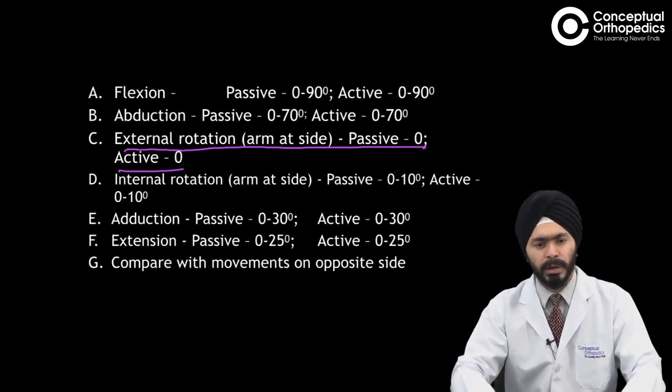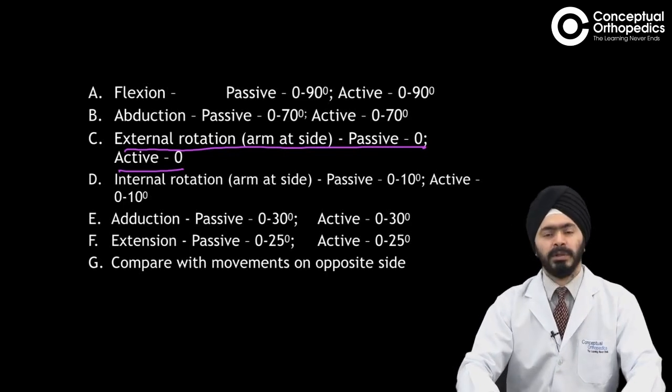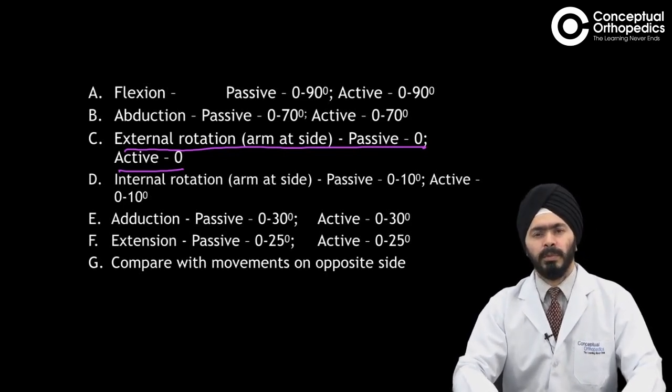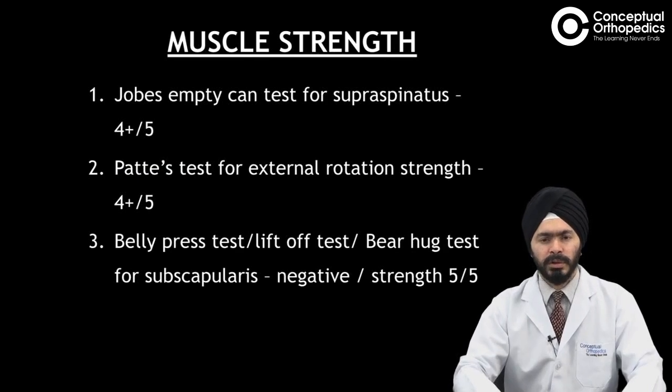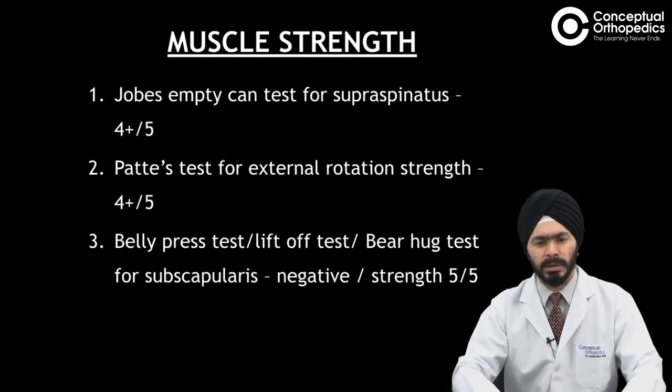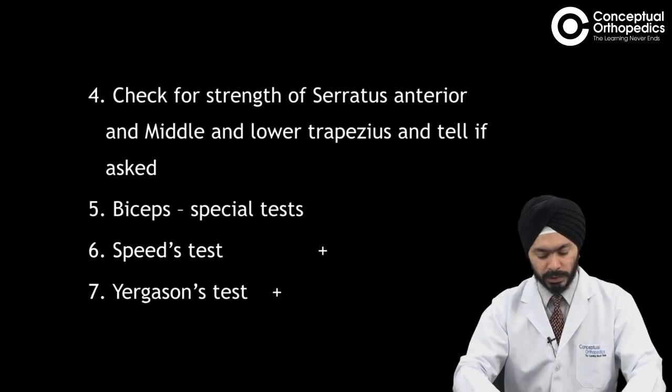You can comment upon adduction, extension, whatever is present. Always compare the movements with the normal opposite side. Go on checking for the strength of your cuff muscles. If no associated cuff tear, the strength of cuff muscles of supraspinatus, infraspinatus and subscapularis would be normal. Check for strength of serratus and trapezius.